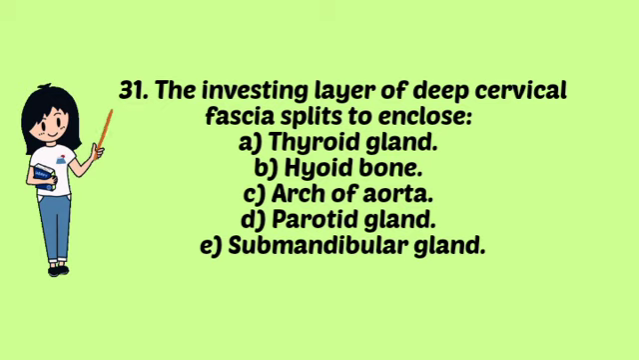31. The investing layer of deep cervical fascia splits to enclose A. Thyroid gland, B. Hyoid bone, C. Arch of aorta, D. Parotid gland, E. Submandibular gland. Option D is correct, parotid gland.